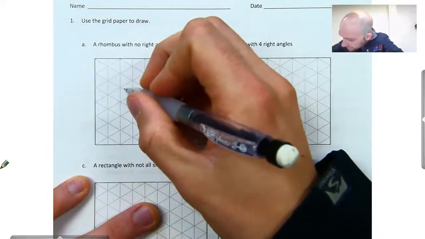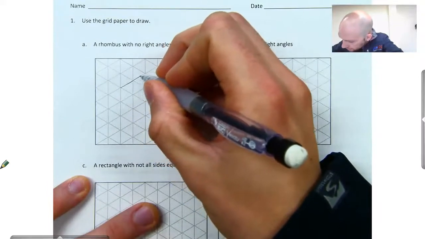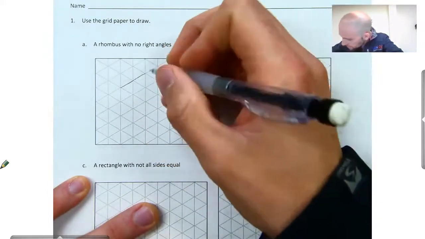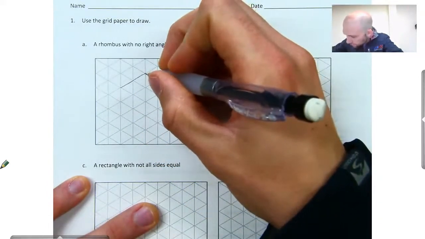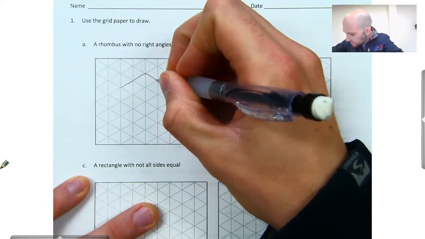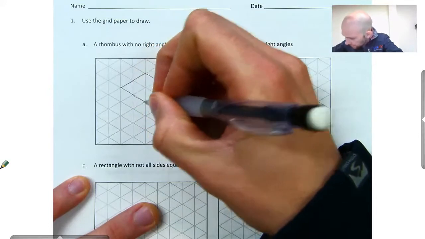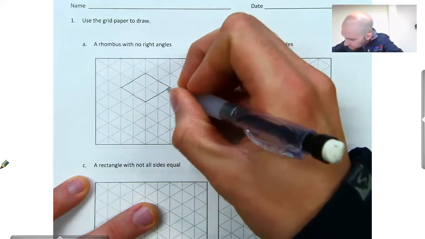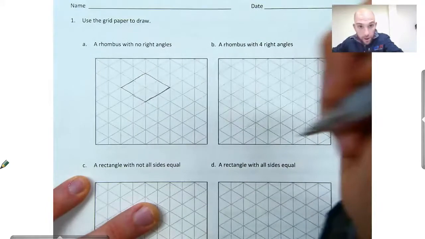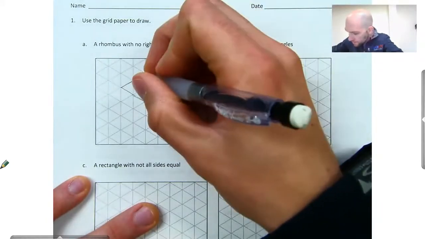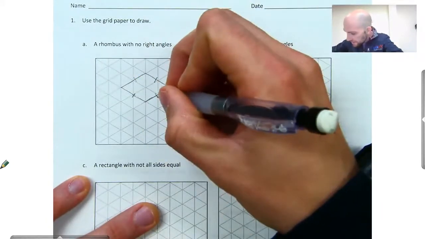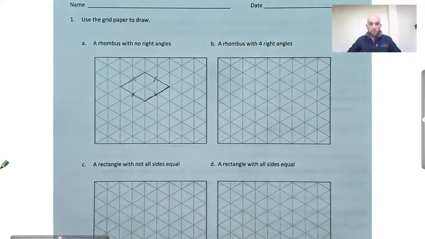So I'm going to draw a rhombus with, I'm going to make the side lengths 2 of these little units here. This one's going to kind of look like a diamond. And I know it's a rhombus because all four sides have the same length. So there's a rhombus with no right angles.